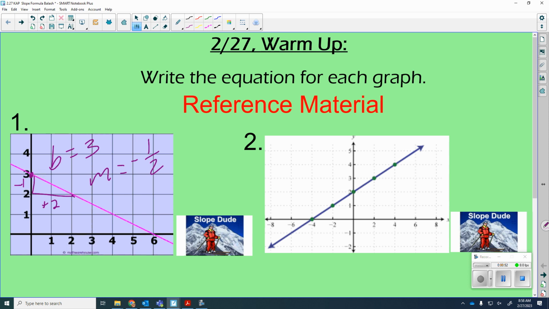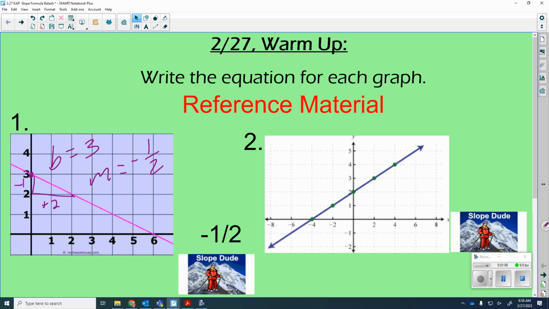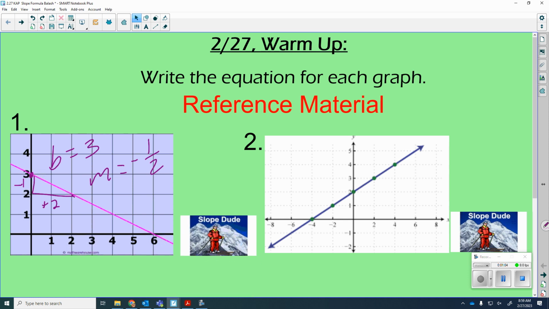y equals, why is that not picking that up? Y equals, why is that locked? It shouldn't be locked. That's weird. The answer's underneath here. Oh, that just said to write the slope. That's why it's locked, because that's wrong. It should be y equals -1/2 x plus 3.